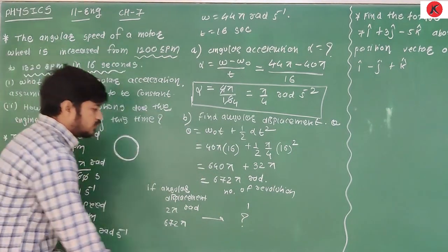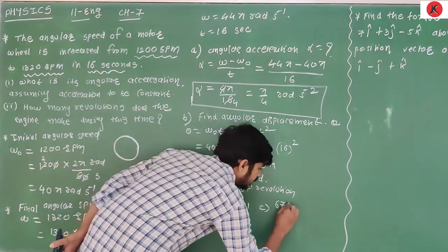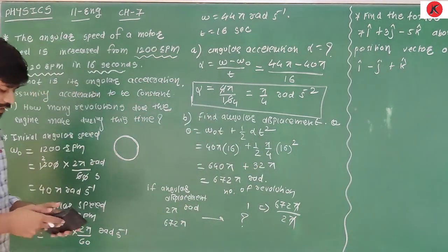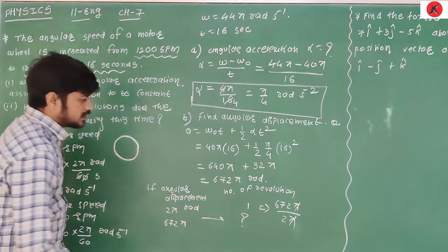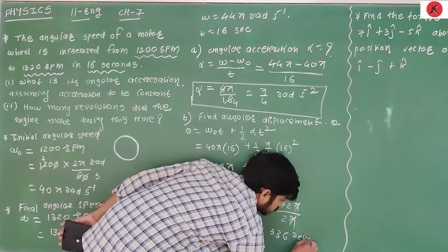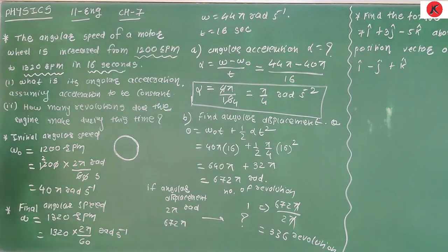So yes, number of revolution is equal to 672 pi divided by 2 pi. So pi cancels, 672 divided by 2 is equal to 336. So it is 336 revolution. Clear about this?